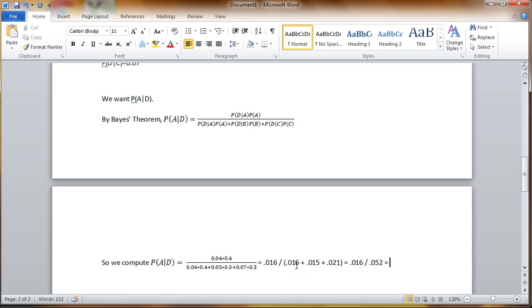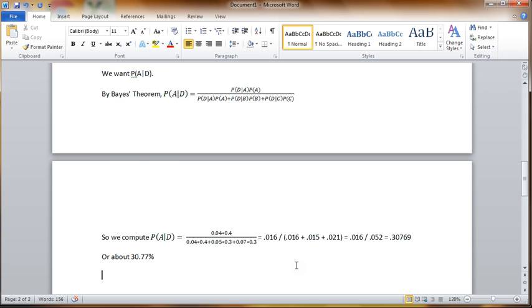And when you divide, you end up with 0.3077, or about 30.77%.